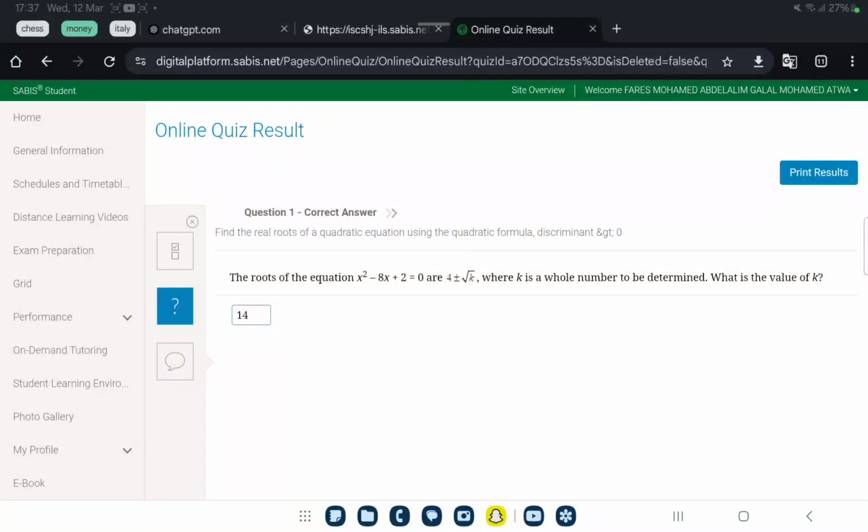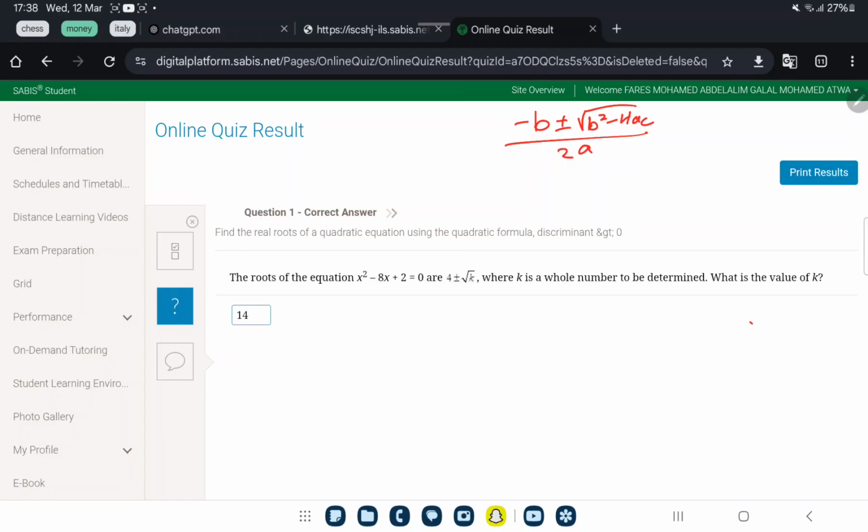So the roots of the equation x squared minus 8x plus 2 equals 0. This whole section is about the quadratic formula. Minus b plus minus radical b squared minus 4ac over 2a.